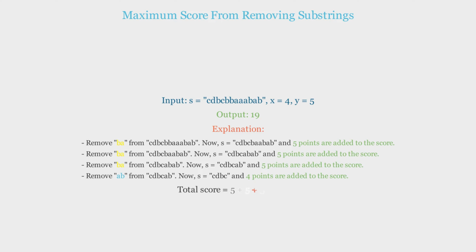Let's sum up the points we've earned. Total score equals 5 plus 5 plus 5 plus 4 is equal to 19. So, the maximum score we can achieve is 19.